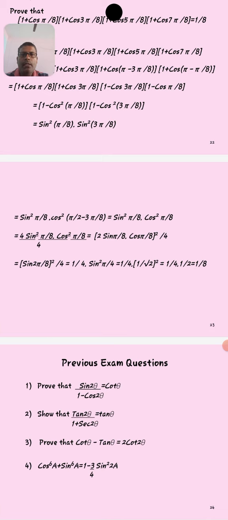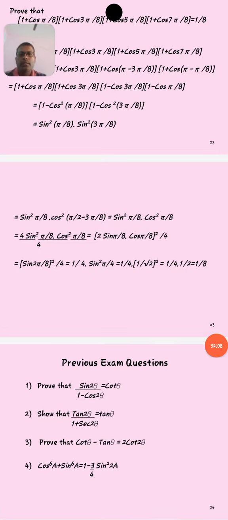Now 2 sin a cos a is equal to sin 2a, so we get sin 2 pi by 8 whole square by 4. Taking 1 by 4 common, sin square pi by 4 is equal to 1 by root 2 whole square, so we get 1 by 4 into 1 by 2, which is equal to 1 by 8.